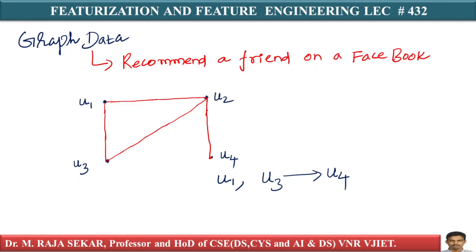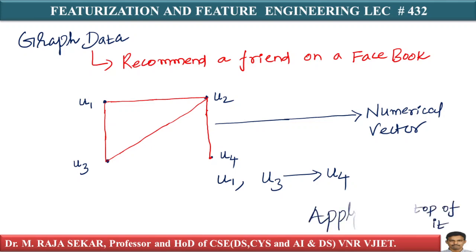If you want to recommend a friend, you look at these relationships, like who is connected to whom. You look at this connection information in graphs. Given these graphs, a graph has basically vertices and edges. Edges are basically relationships. Using this graph, how do you convert it into a numerical vector so that you can apply machine learning models on top of it?